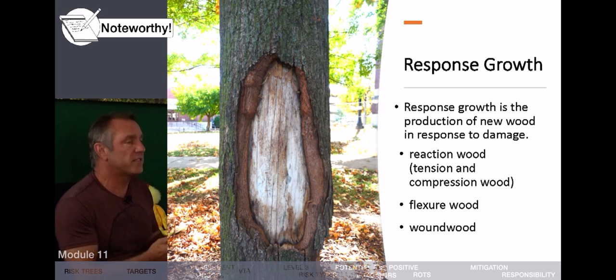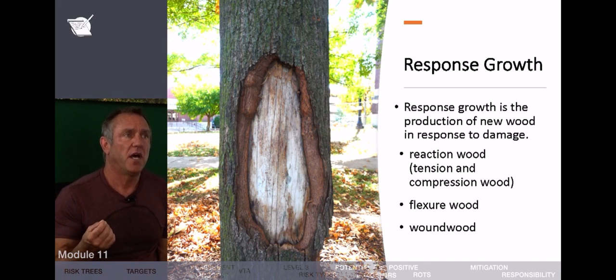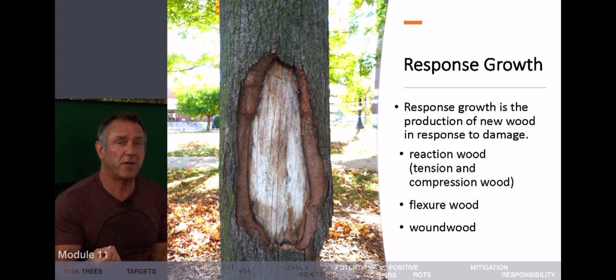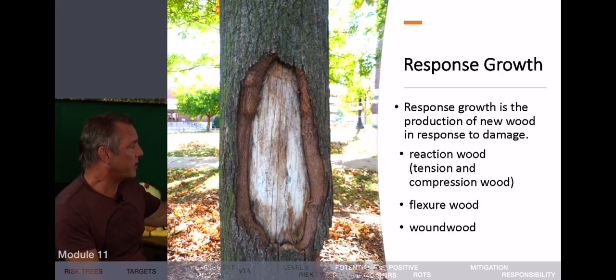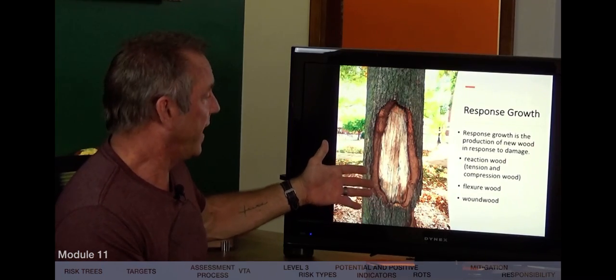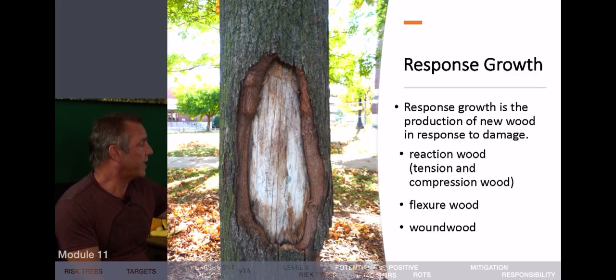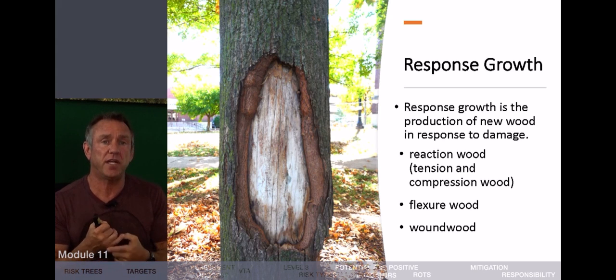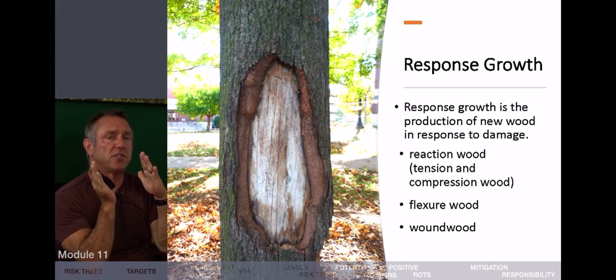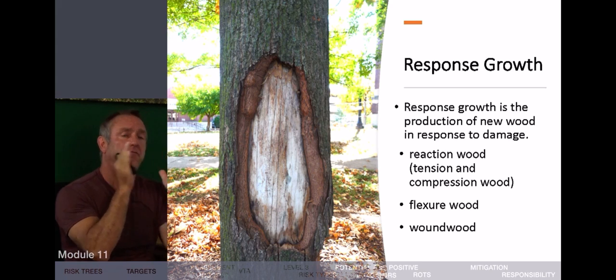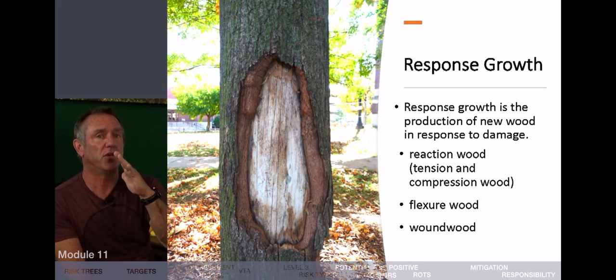Response growth is really just the production of new wood in response to some type of wounding. And it comes in three forms: reaction wood, flexure wood, and wound wood. So reaction wood includes tension and compression wood. And this is basically a buildup of fiber depending upon how the tree moves.